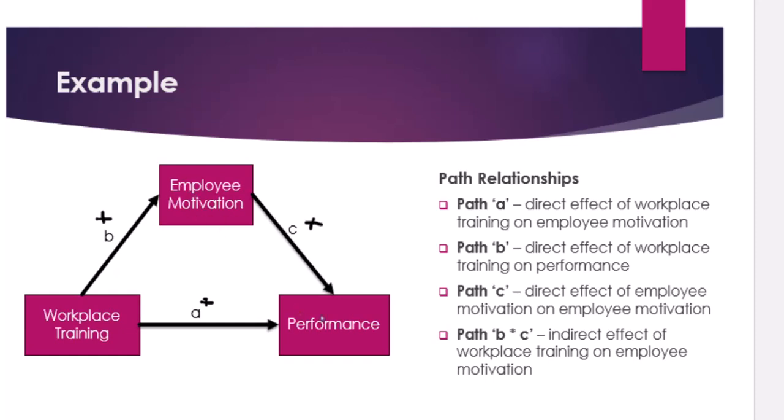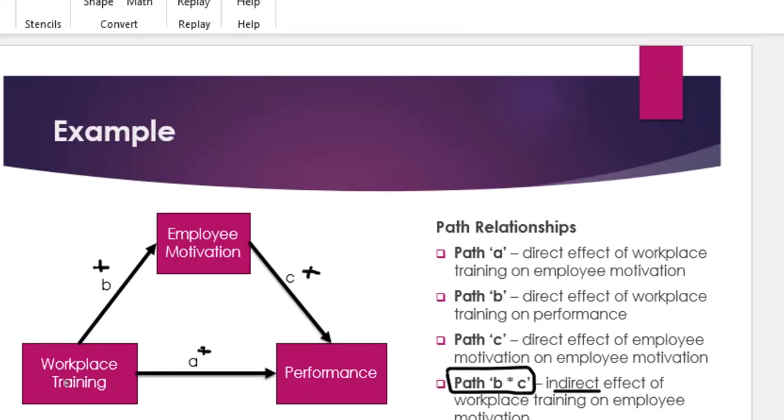Then if we combine B and C, if we multiply the effect of B and C, we get the indirect effect. In other words, what you should note here is that path B multiplied by path C, or the effect of path B multiplied by the effect of path C, is the indirect effect, or the mediation effect of employee motivation on the effect of workplace training on performance.